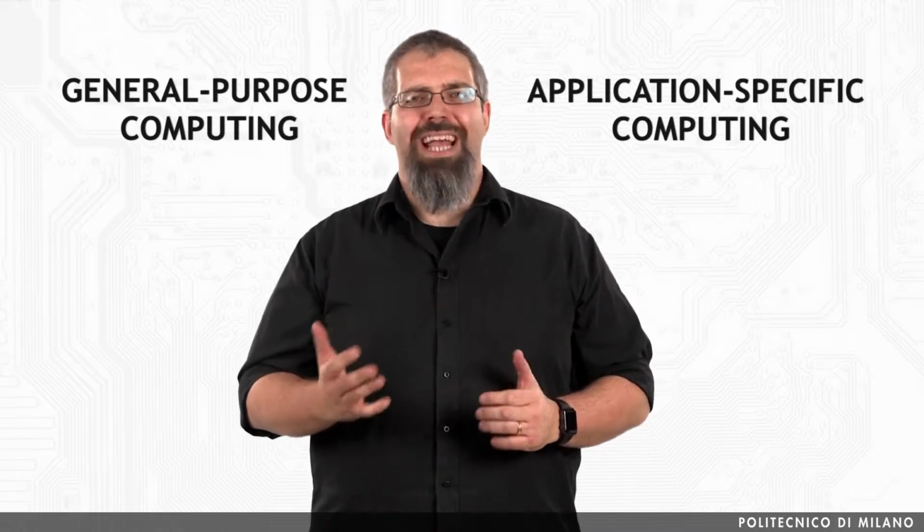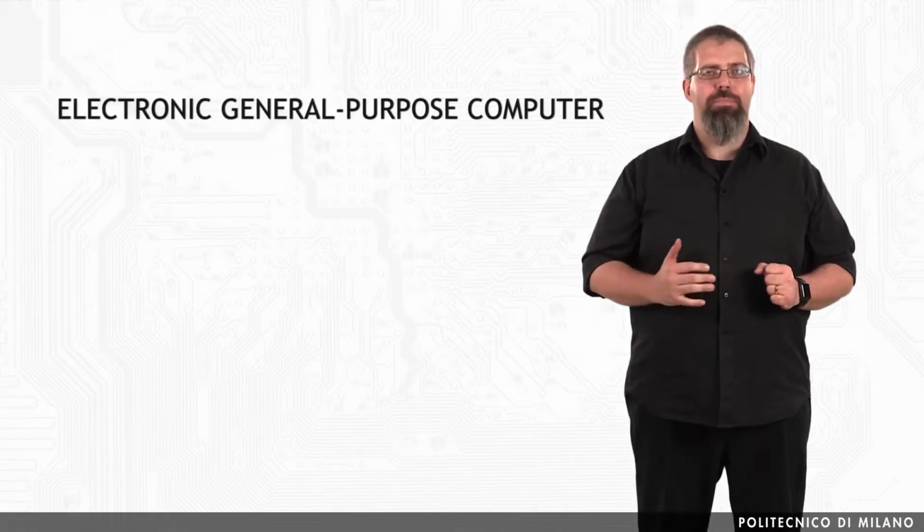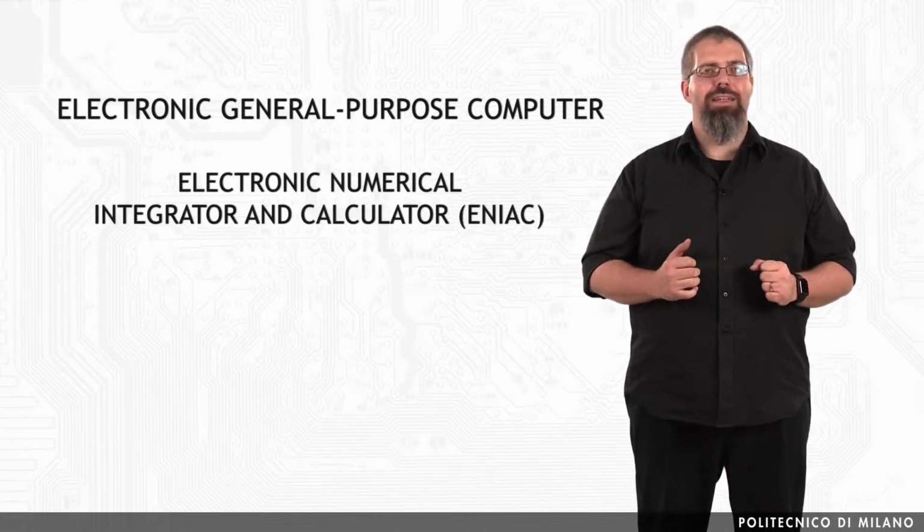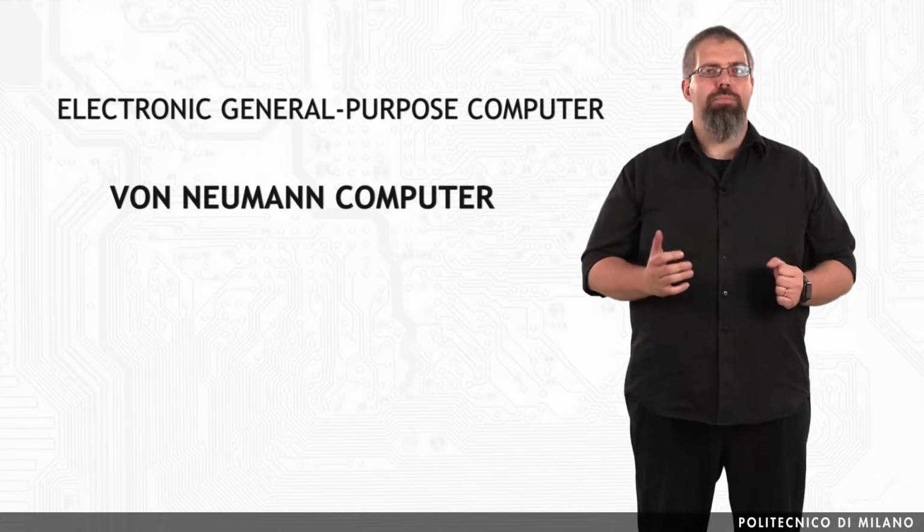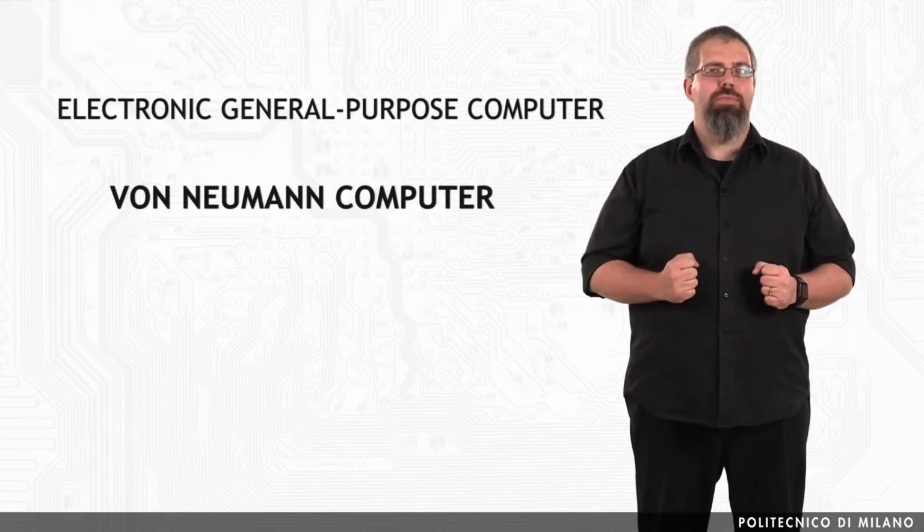Traditionally, computing was classified into general-purpose computing, performed by a general-purpose processor, GPP, and application-specific computing, performed by an application-specific integrated circuit, or ASIC. General-purpose computing was first accomplished by the electronic general-purpose computer called Electronic Numerical Integrator and Calculator, ENIAC, but it is well known as the von Neumann computer because ENIAC was improved by John von Neumann.